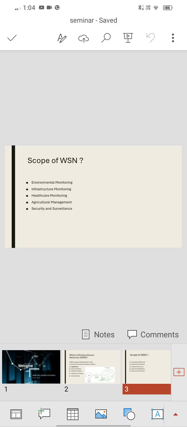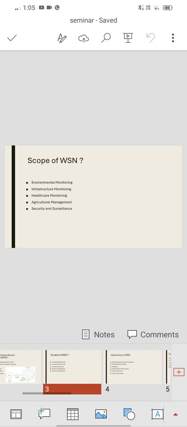Next is infrastructure monitoring. In that, it monitors physical infrastructure. Next is healthcare monitoring. In this, it monitors patient physiological condition by measuring vital signs like temperature, heart rate, blood pressure, and oxygen saturation. Next is agricultural management. In this, it is used to monitor and improve the quality and productivity of farming.